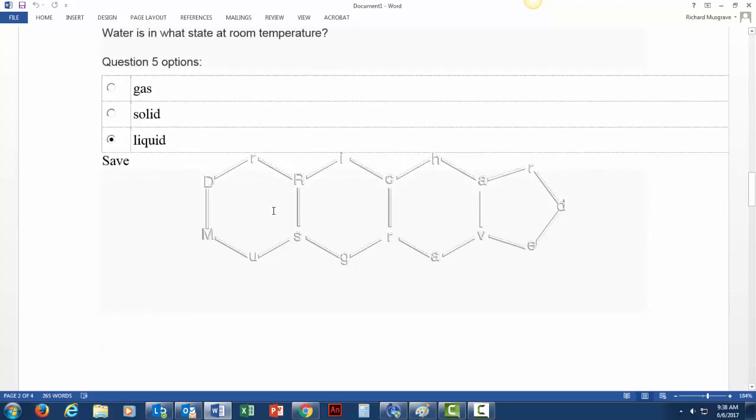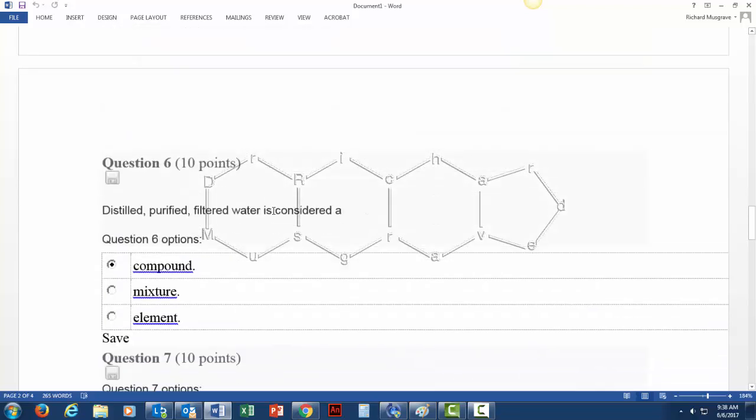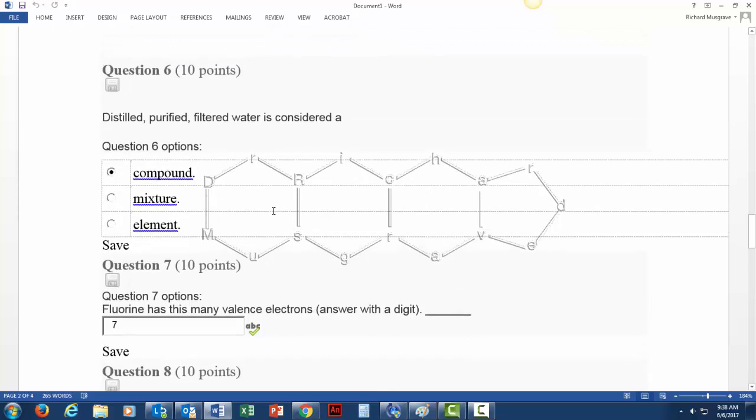Water is in what state at room temperature? It's a liquid. Distilled, purified, filtered water is considered a compound. The reason for this is because it can have a chemical formula written for it, and that is H2O. If it's a mixture, then it's going to be a mixture of compounds or a mixture of compounds and elements. In this case, water is just water. An element is just something you might find on the periodic table.